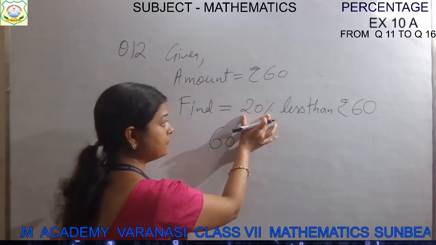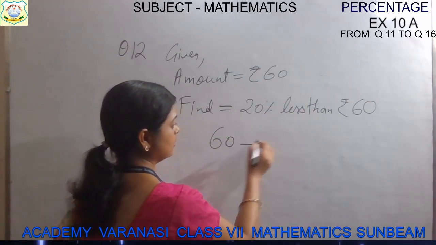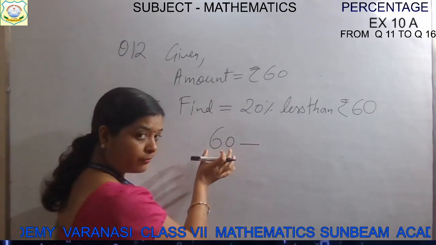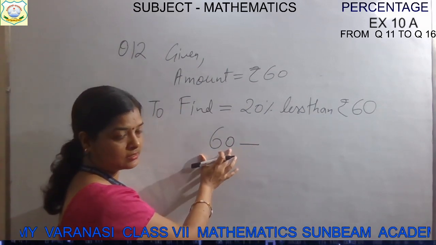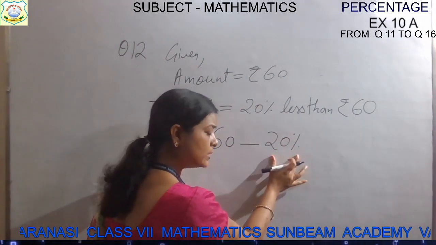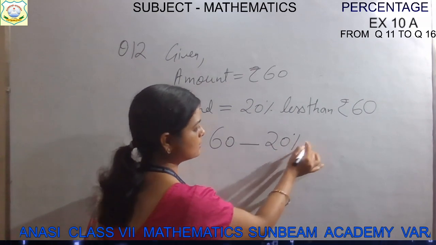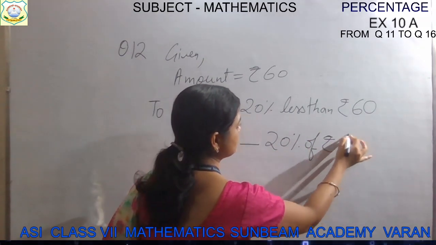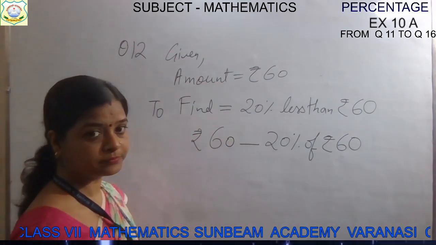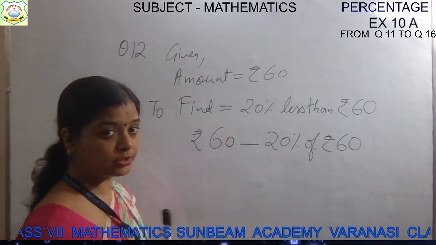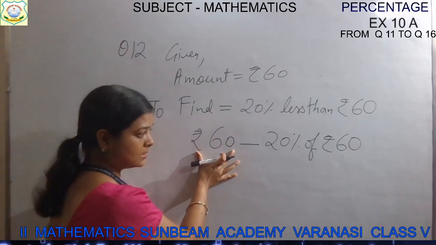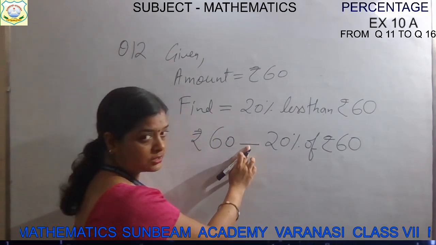That is 20% less than rupees 60. So I will subtract because it is less. From which? From 60 rupees it is less. How much is less? 20% is less. Which 20%? 20% of rupees 60. It is also in rupees. Either you write it or at the last, in the answer you have to mention the unit at least. So from 60 rupees I am having less than, that's why subtraction.